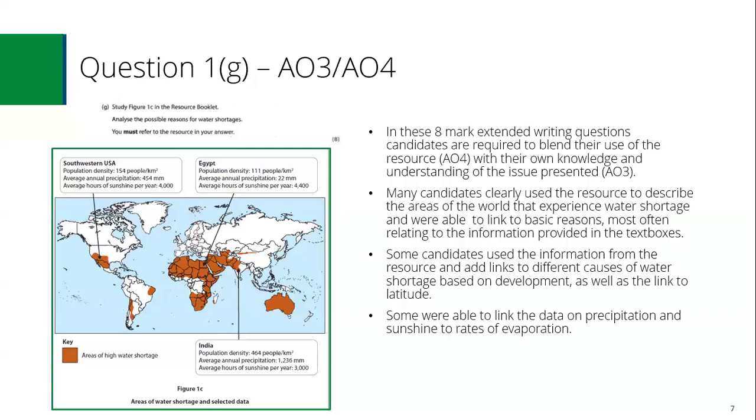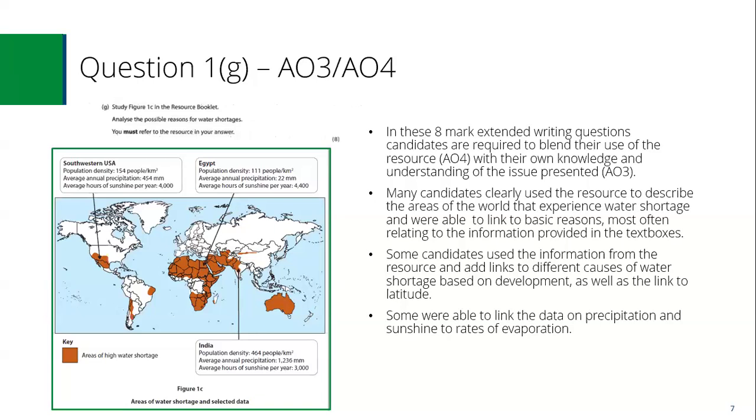Many candidates clearly understood the resource to describe the areas of the world that experience water shortages, and these were linked to basic reasons, most often relating to the information provided in the text boxes. Some candidates used the information from the resource and added links to different causes of water shortages based on development, as well as links to latitude. And some were able to link the data on precipitation and sunshine rates to evaporation as well, which was really good. It was overall generally well done.